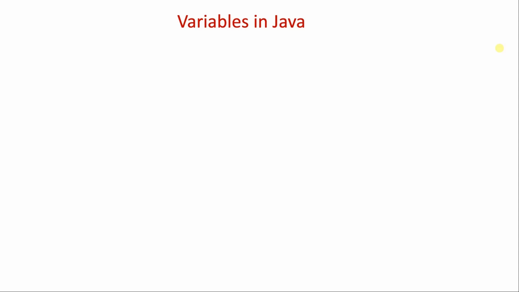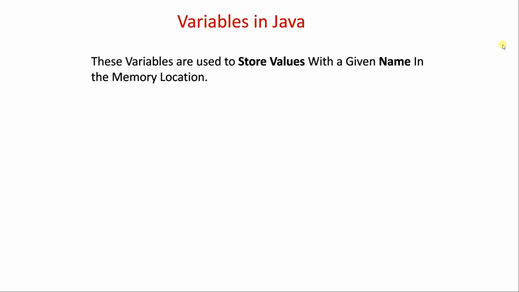In this video, we are going to learn what variables are and the various types of variables in Java. First of all, let's see the definition of a variable. Variables are used to store values with a given name in a memory location.